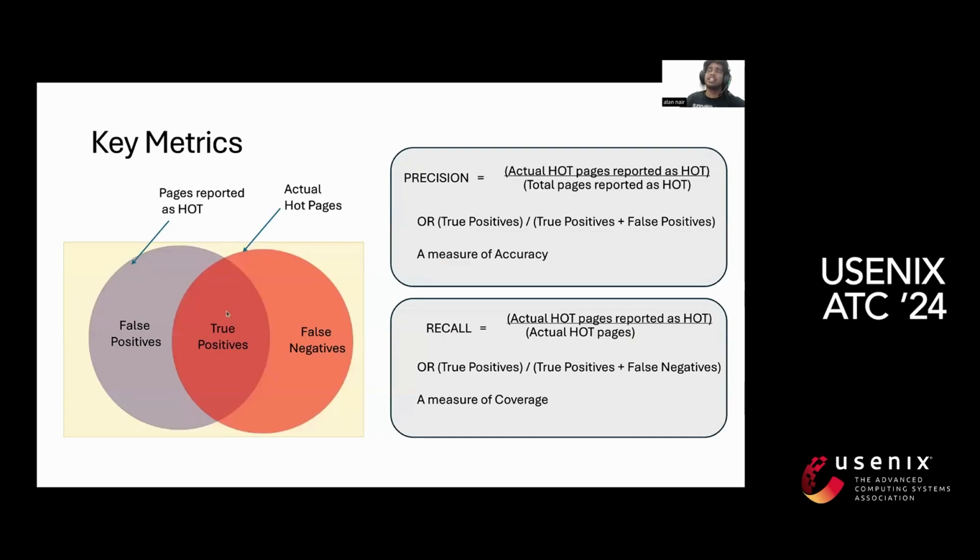Further, we are interested in two key metrics for convergence. Precision means out of all the total pages reported by a tool as hot, what percent are actually hot? Recall means out of all the actually hot pages in the workload, what percent were identified as hot by the tool? In general, higher the better for both precision and recall.